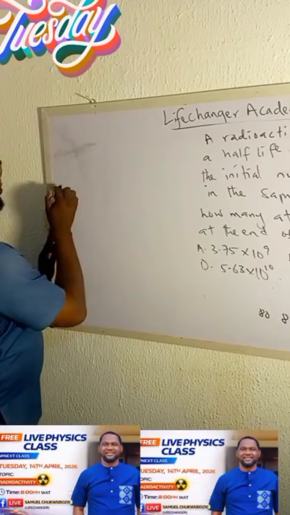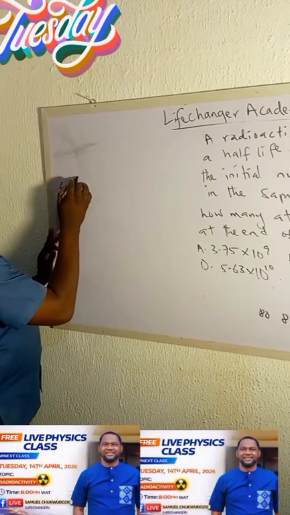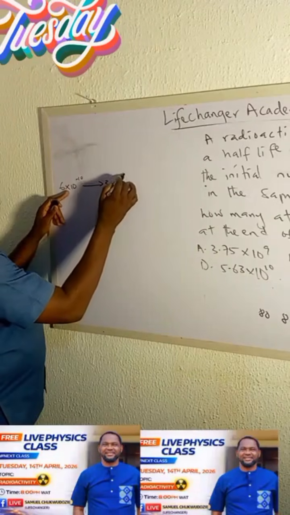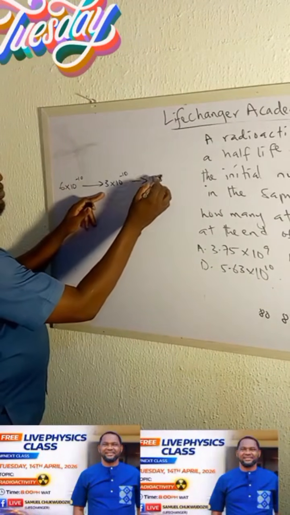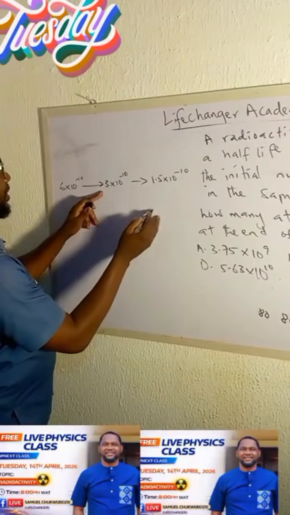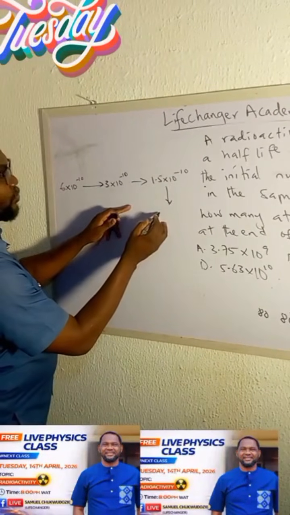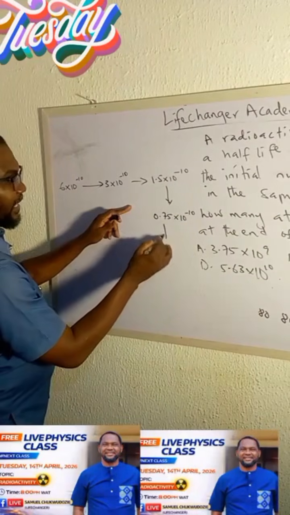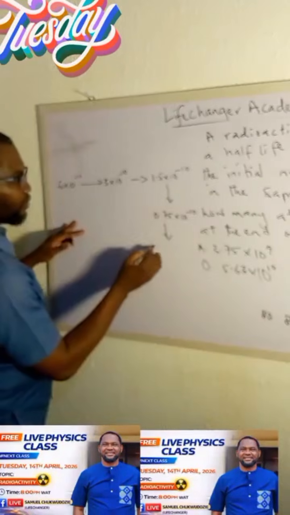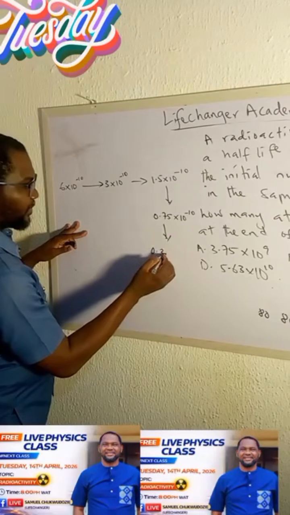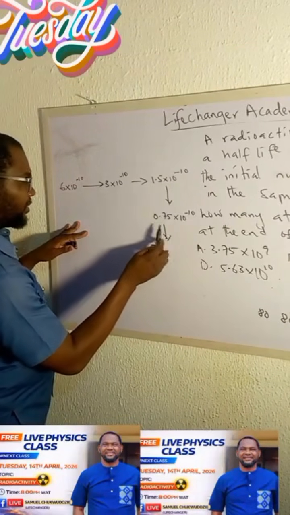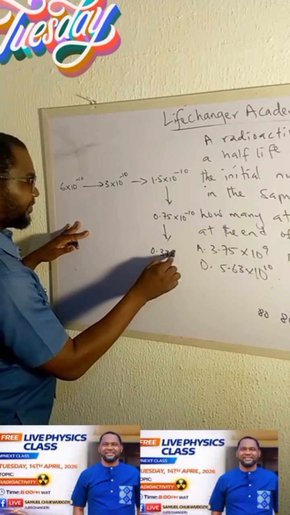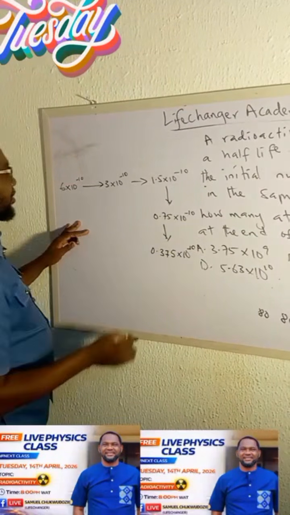So this is how I'm going to go. I'm going to start here, 6 times 10 raised to the power minus 10. The first half-life, I divide by 2, that will be 3 times 10 raised to the power minus 10. I divide by 2, that will be 1.5 times 10 raised to the power minus 10. That's the second one. I divide by 2 again, that will be 0.75 times 10 raised to the power minus 10. I divide by 2 again, this will give us 0.375 times 10 raised to the power minus 10.